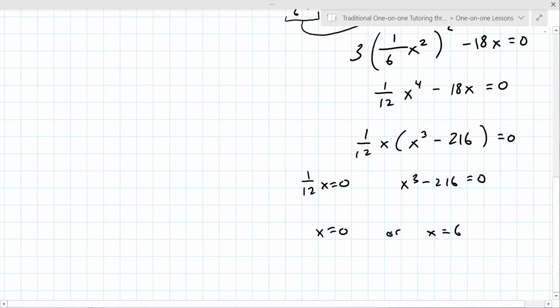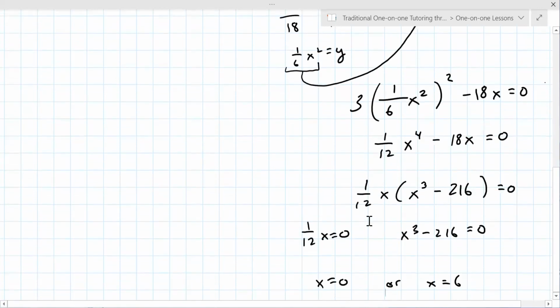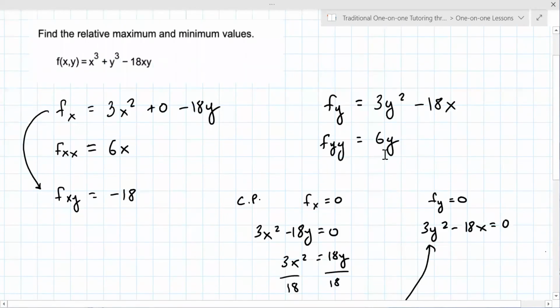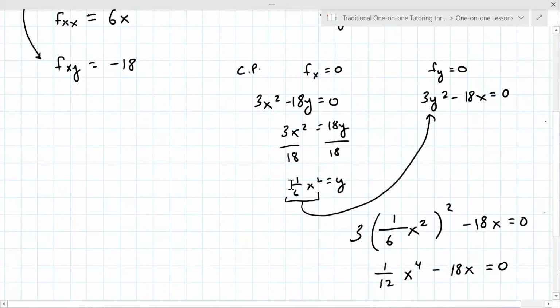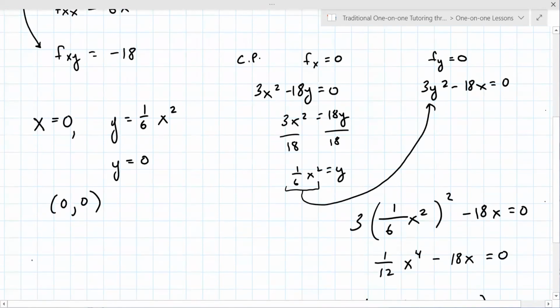I don't know if you followed all that, or it's somewhat important, but maybe not right at the moment. Essentially, you get an x value. You have to go back and find the y value from one equation or the other. So this is a pretty good one. We said x is 0, and we have from this line right here that y equals 1/6 x squared. So of course y is then 0. That's our first ordered pair. That's our first critical point. And then the other one was x equals 6, and then y equals 1/6 times 6 squared.